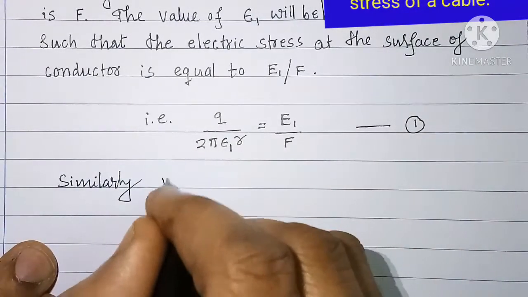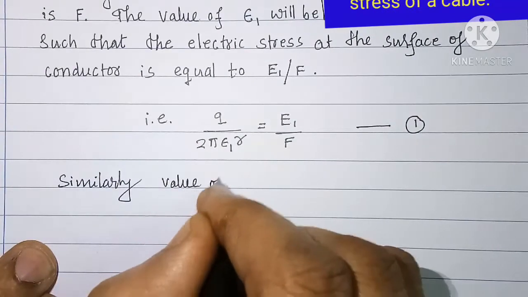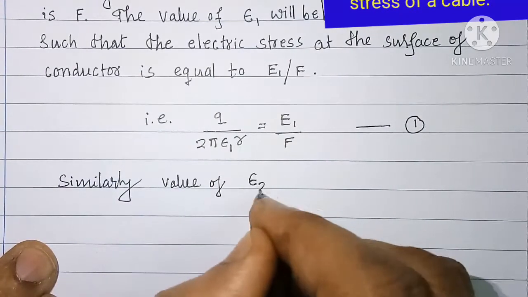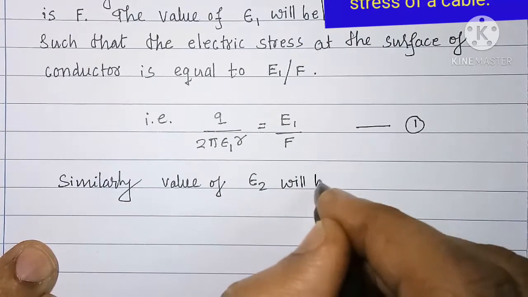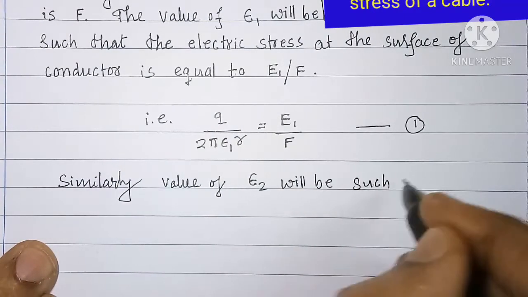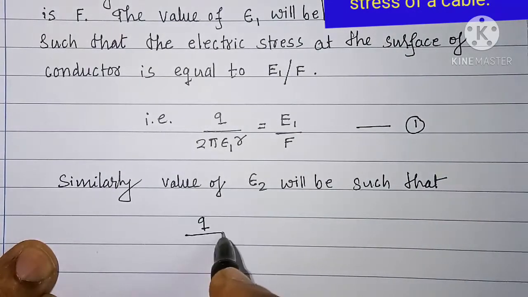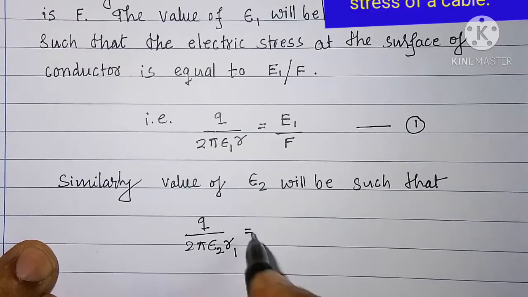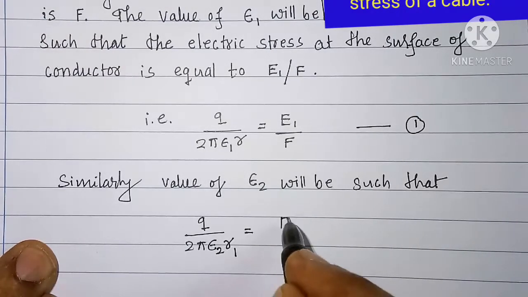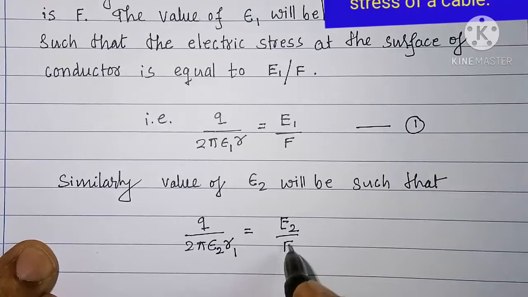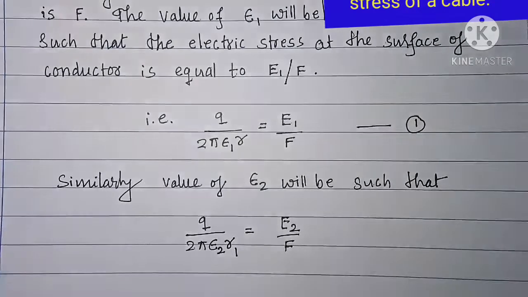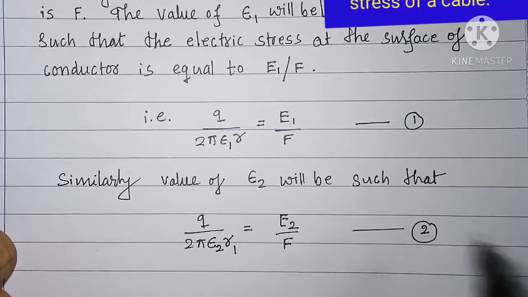Similarly, value of epsilon 2 will be such that Q upon 2 pi epsilon 2 R1 is equal to E2 by F. Let us call this equation 2.